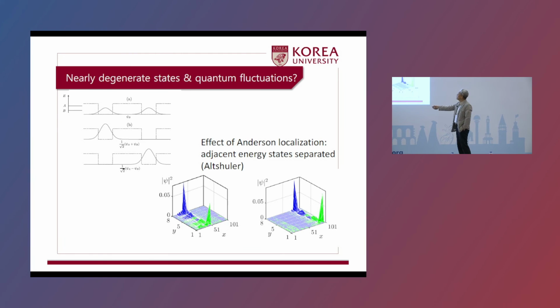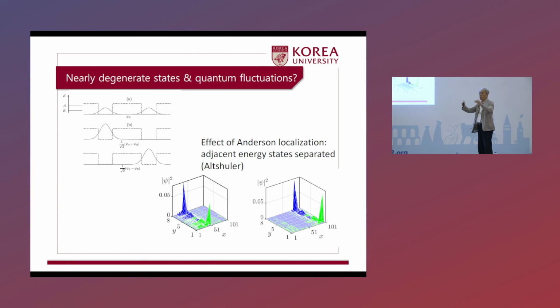Now, in the double bond case, you also have nearly degenerate states, namely bonding and anti-bonding states. But here, you see that the bonding and anti-bonding states overlap each other very much. They are hardly distinguishable. So in that case, fractional charge is not well defined. But in a disordered zigzag ribbon, because of Anderson localization, they are physically separated.